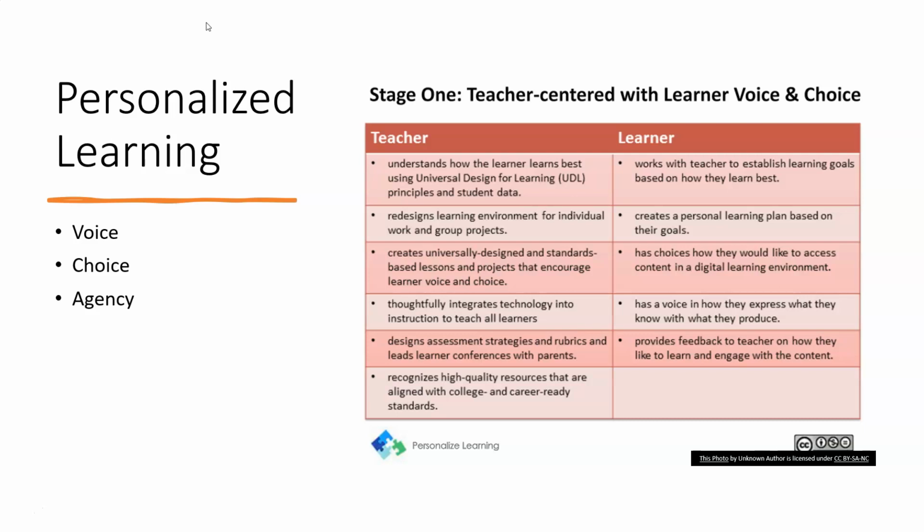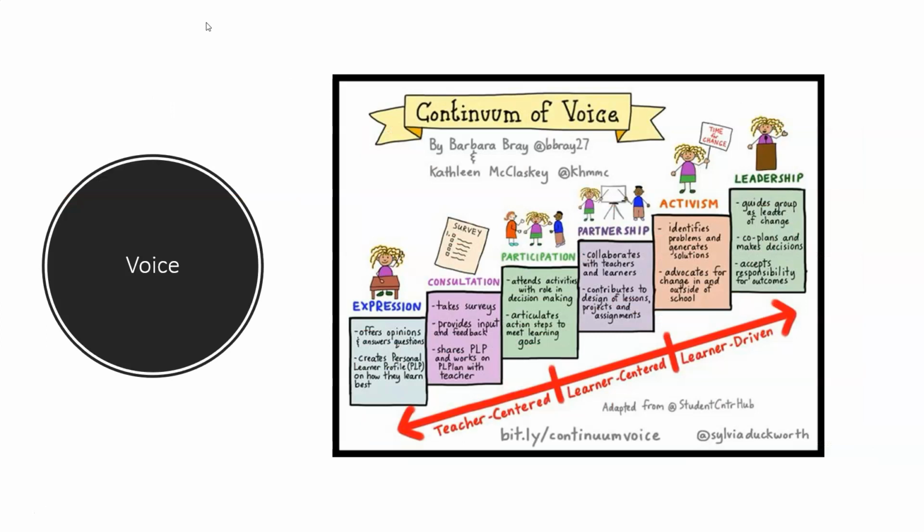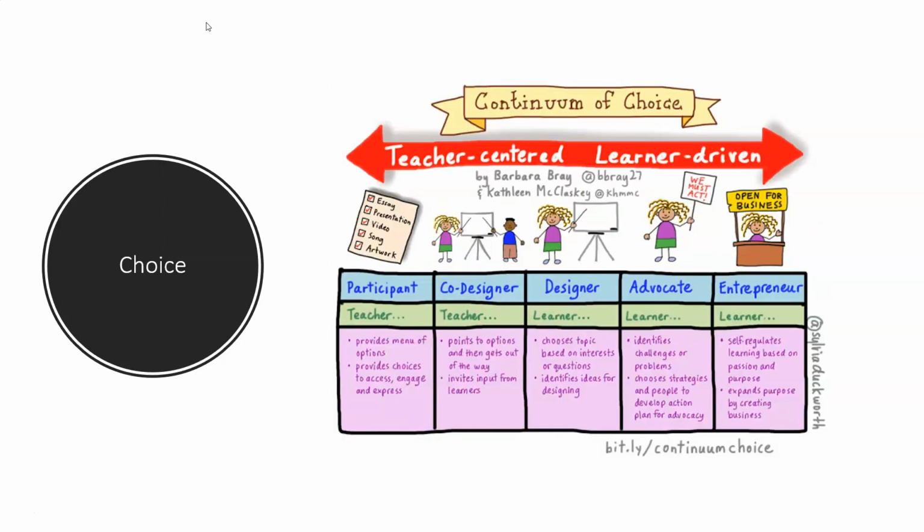Personalized learning, on the other hand, allows learners to participate in defining their learning style. Students have the option for choice, voice, and agency. Student voice finds students constructing their learning rather than being passive recipients of instruction. Following the continuum of choice, the teacher presents options and the student chooses the assignment or format that they think best suits their learning style.